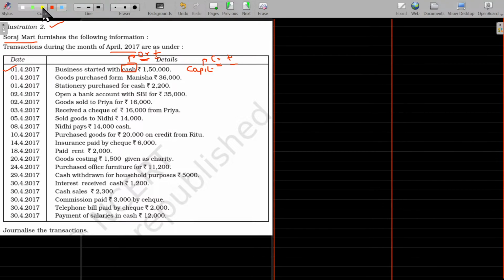Let me solve this illustration here. Date 1. Journals. Cash account debit, to capital account. This value being 1.5 lakhs.